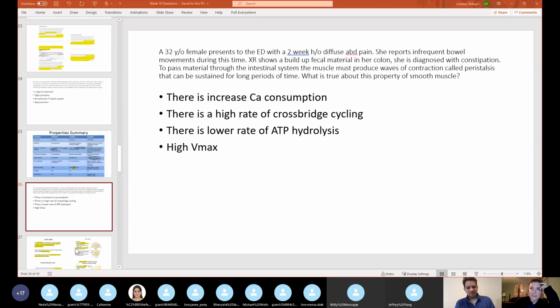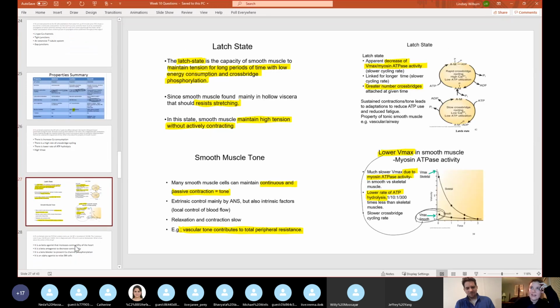It is the latch state. So let's talk about latch state for a second. In latch state, you are going to have decreased myosin ATPase activity and a greater number of cross bridges. So you're not turning over as quickly. You have these cross bridges engaged, a lot of them at a time, but you're not really cycling them. They're linked for a longer period of time, and this is to sustain that contraction. But since you don't have as much activity, you're going to have a lower Vmax, because the Vmax is the ATPase activity. So these two points go hand in hand with each other.